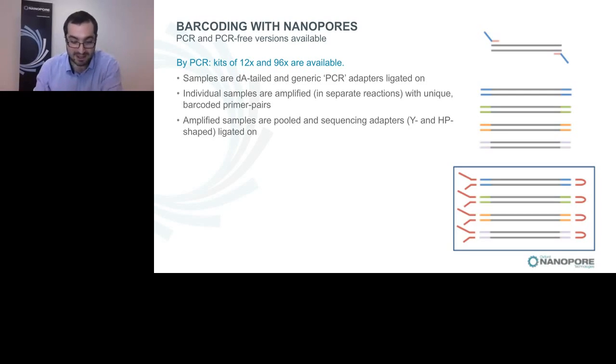So then you take other samples and you can modify them with the same adapter, but amplify them with different primer pairs, and they'll have different barcodes on. So after amplification and cleanup, the samples can be pooled, and then sequencing adapters, so the sequencing adapters are the Y-shaped and the hairpin-shaped adapters, can be ligated onto the pooled sample. All the samples are sequenced together, and the data can be separated out on the basis of barcode.